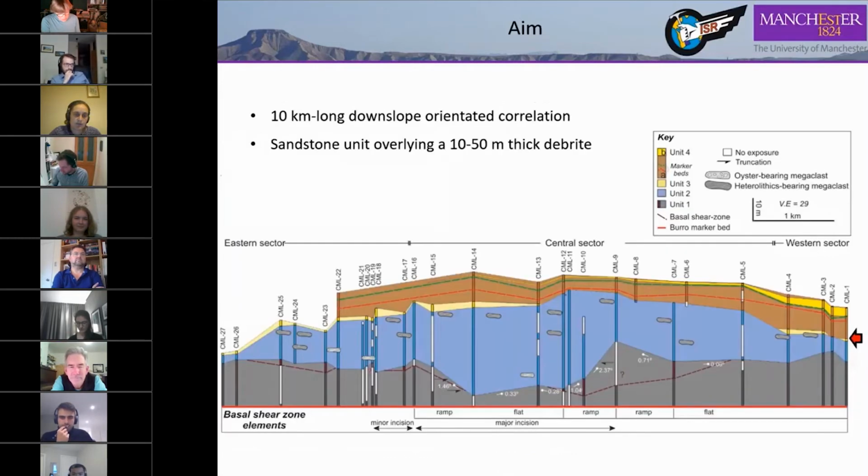In this short presentation, I'll show some phases from a particular architectural element that sits on top of a seismic-scale debris flow, and later I'll compare them with some hybrid beds from a submarine lobe.